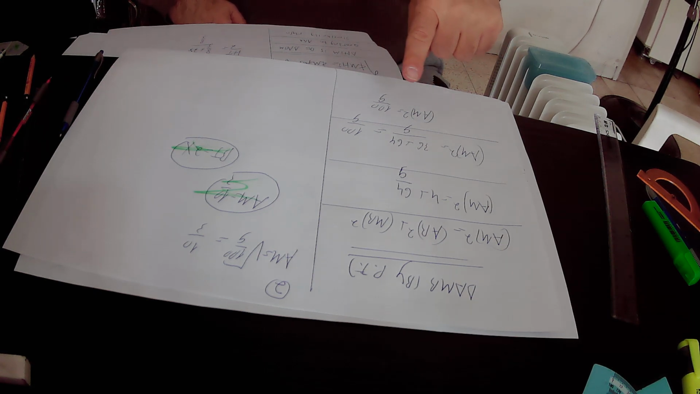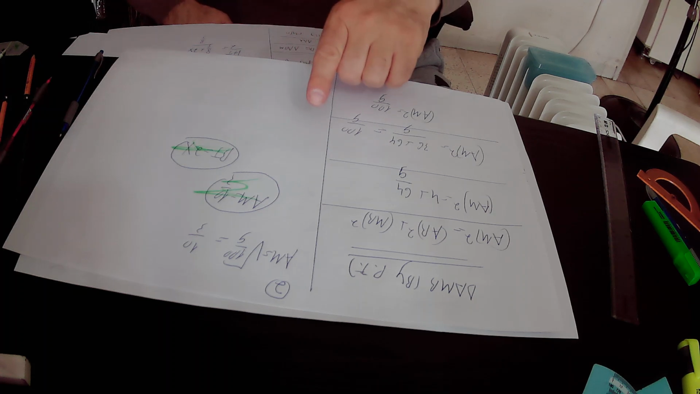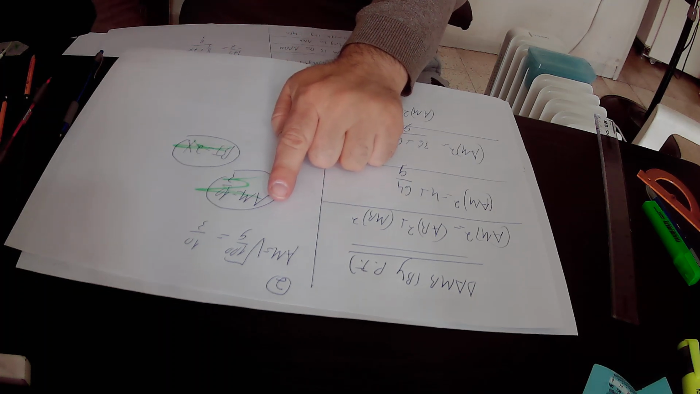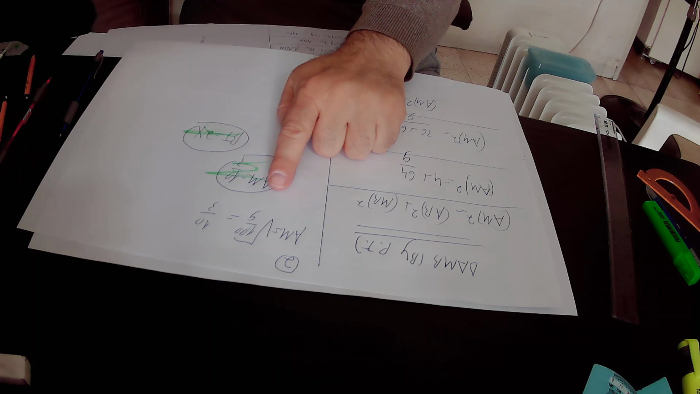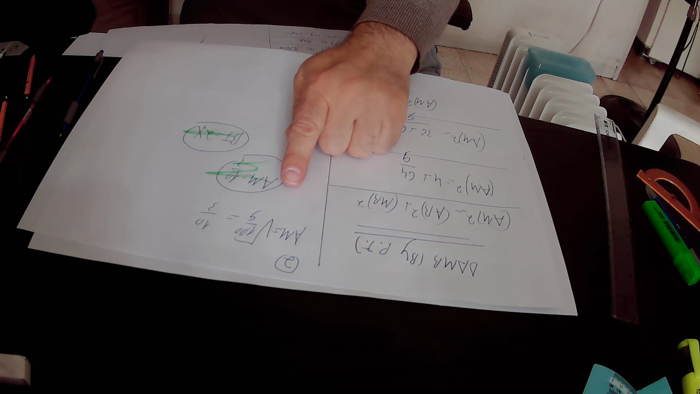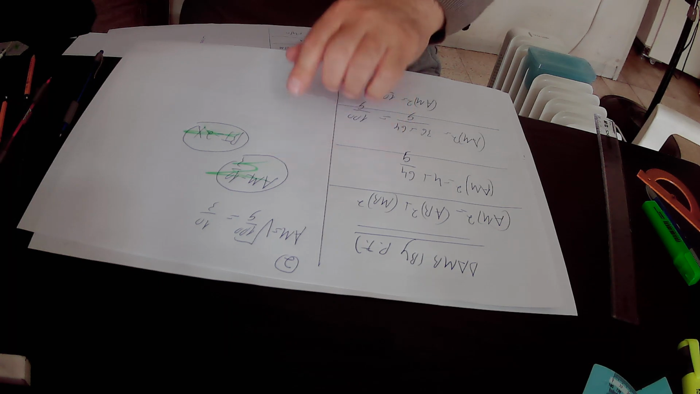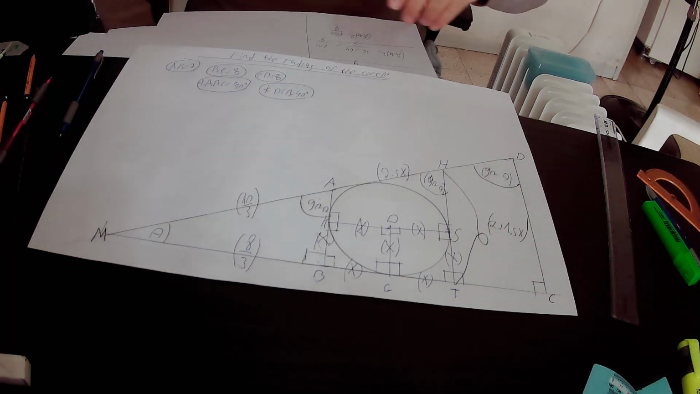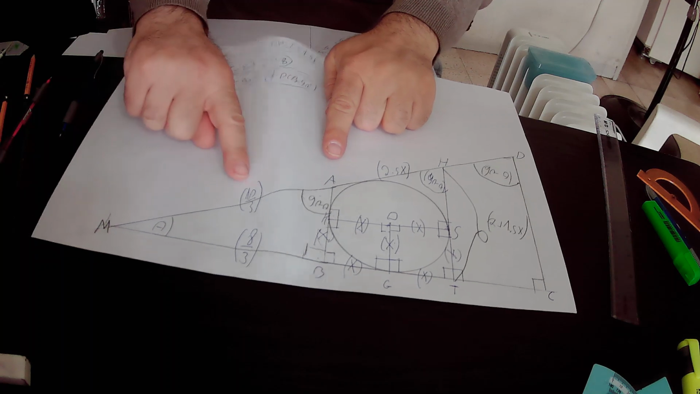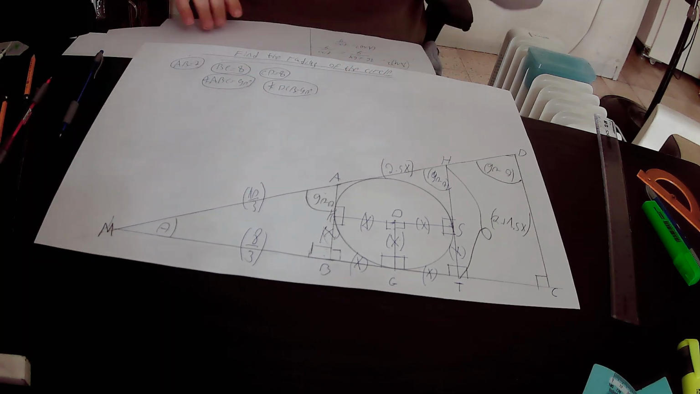36 plus 64 is 100 over 9. So AM square equals 100 over 9. We took the square root of this equation and finally found that AM equals the square root of 100 over 9. The square root of 100 is 10 and the square root of 9 is 3. So in total, we found that AM, the hypotenuse, equals 10 over 3 units in length.